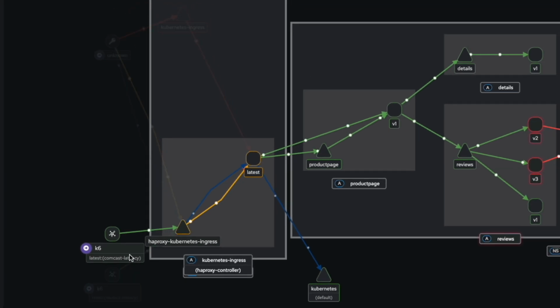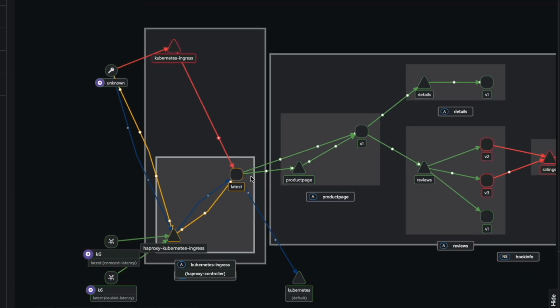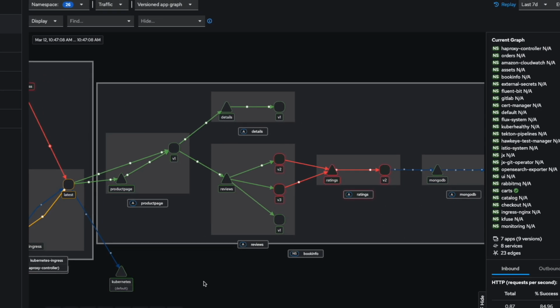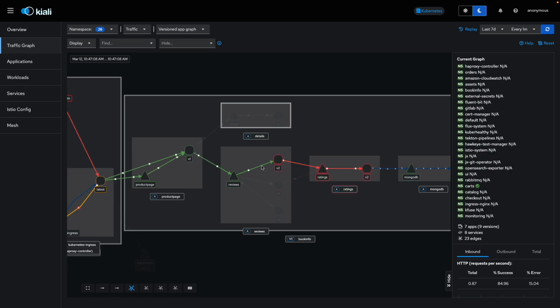Okay, so we have a load test that's coming through here. It's hitting the product page. We also have Istio configured, and we'll see that there's an issue with this ratings service, which is artificially performing slowly because we've injected a latency into this service. So the reviews service in turn will become slow, causing the overall product page service to perform slowly.